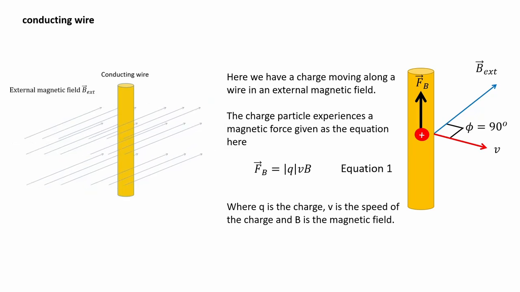Here we have a conducting wire with charges inside. The wire is subjected to an external magnetic field as shown here. The magnetic field induces a magnetic force onto the charge which pushes the charge upwards. The magnetic force that is pointed upwards is calculated by equation 1, where Qi is the charge, V is the speed of the charge and B is the magnetic field.